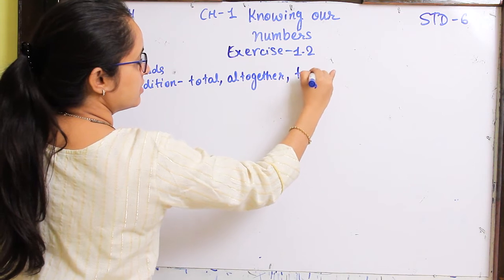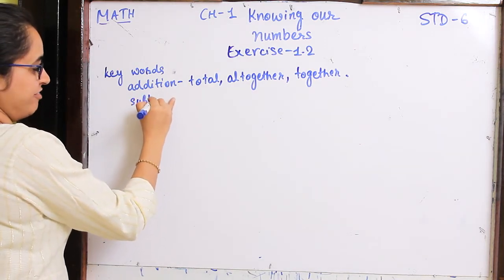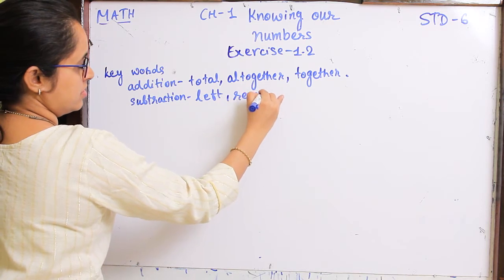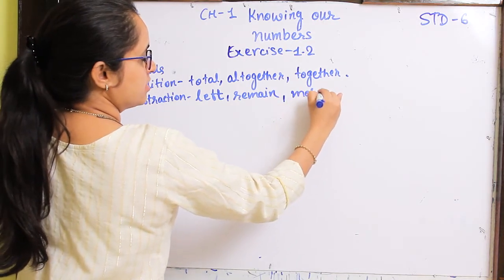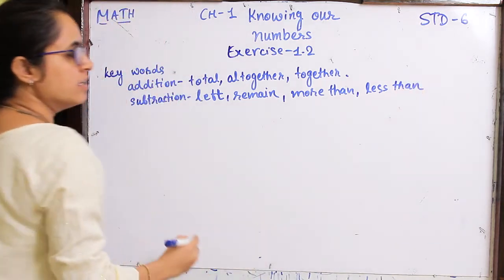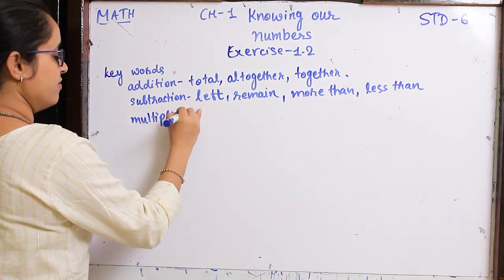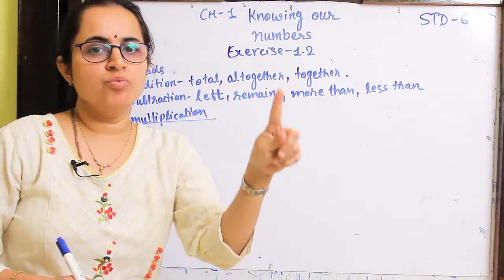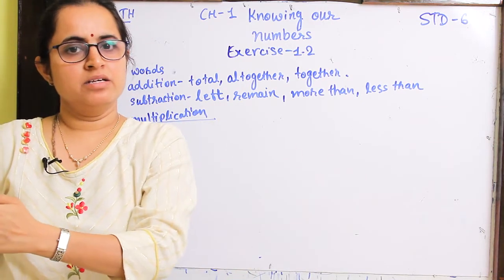Total. Now I think whenever you are working with word problems, your teacher must have told you some keywords. There are some keywords for addition, some keywords for subtraction, and some keywords for multiplication and division. These keywords are very, very important. I will write down the keywords first, then you write the question. So, keywords for addition are altogether, total, together. If these words are there in your question, you think that these are the keywords for addition.